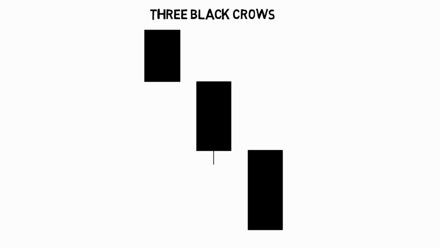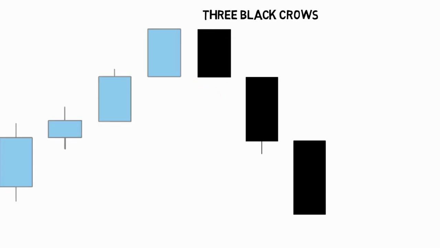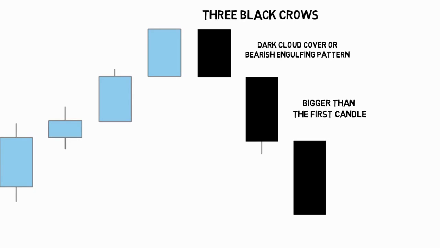The same as its bullish counterpart, it consists of 3 long candles with small or no upper shadows. The first candlestick is either a dark cloud cover or a bearish engulfing candlestick. The second candle should be bigger than the first, and the third is at least the same size as the second one.